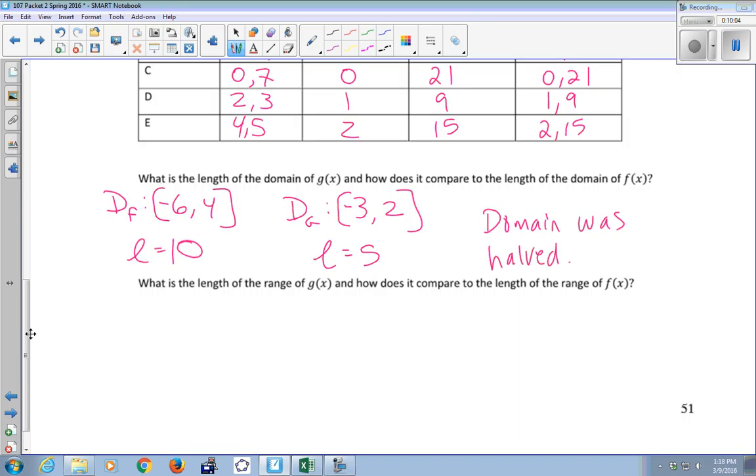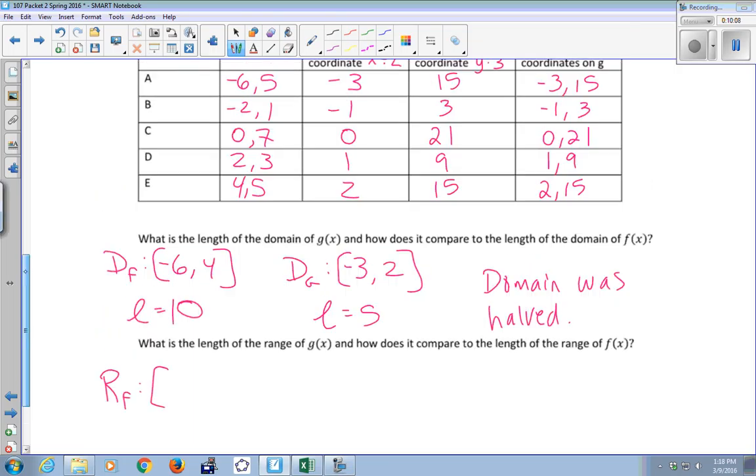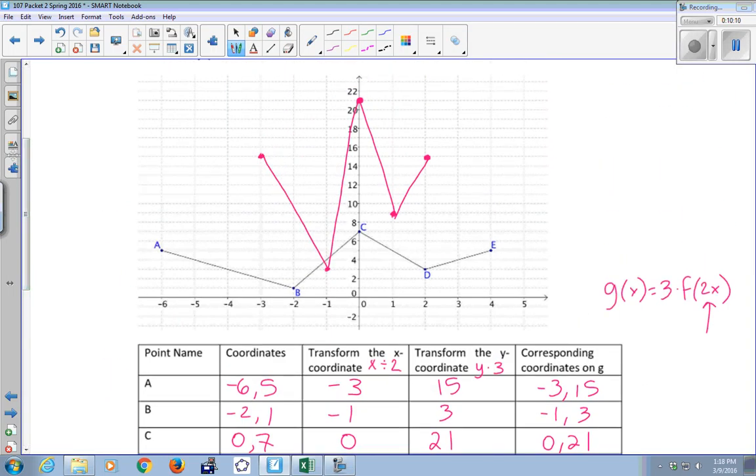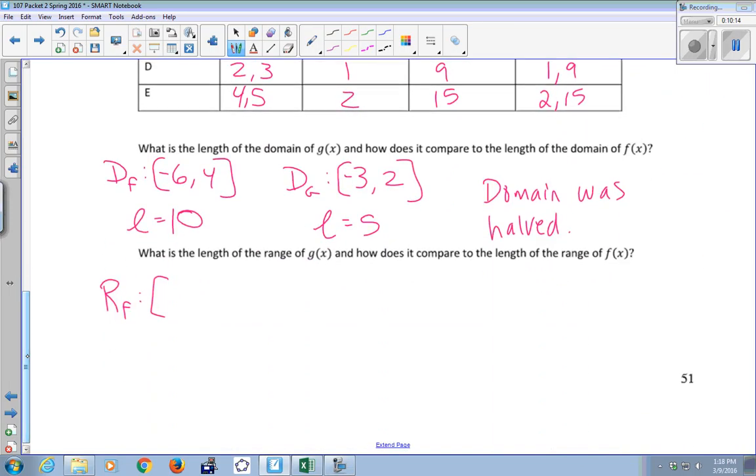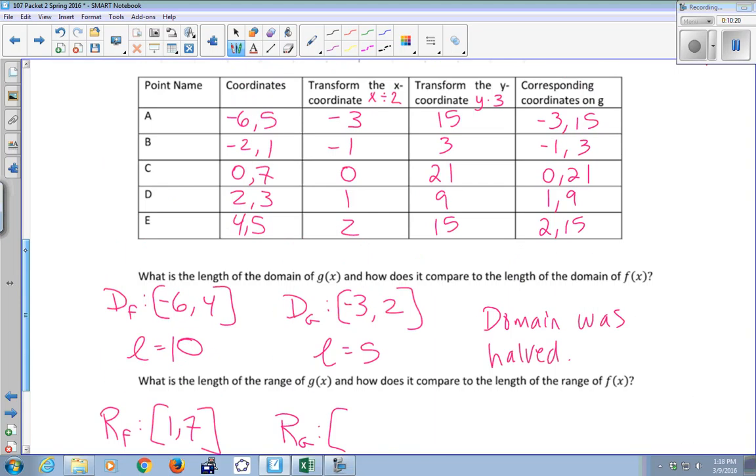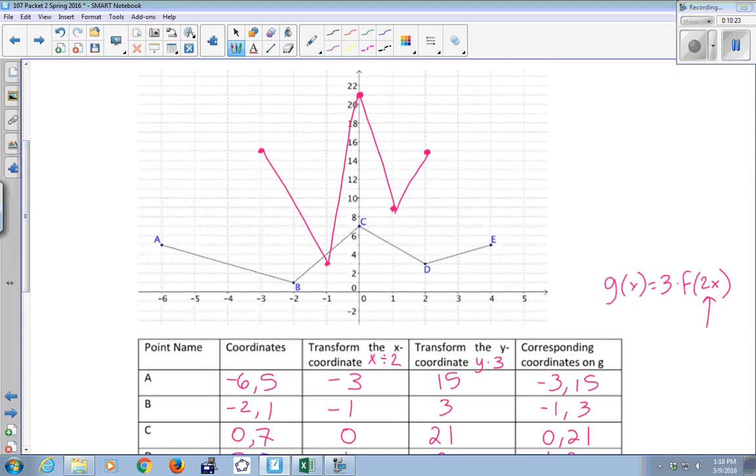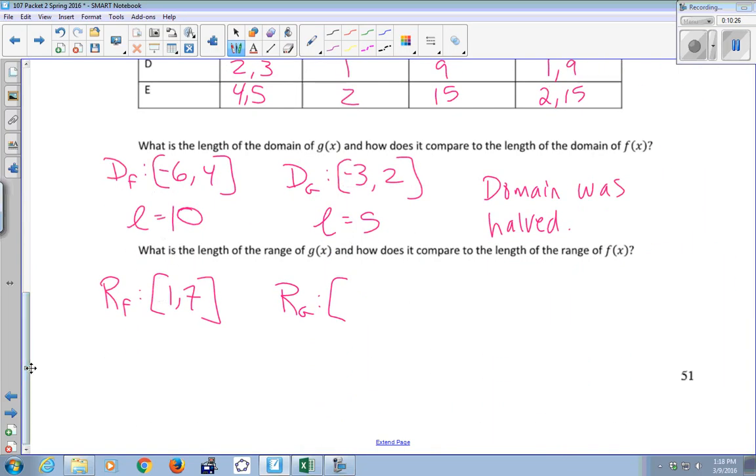All right, let's look at the range. The range of f. Smallest y value is 1, biggest is 7. Okay, 1 to 7. And then the range of g. The smallest y value on g is a 3, and the biggest is a 21, 3 to 21.